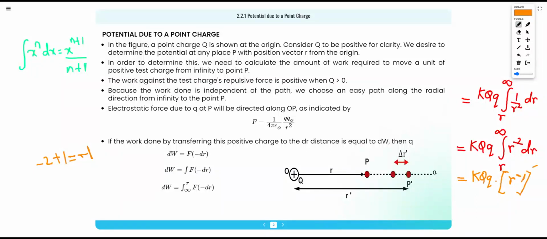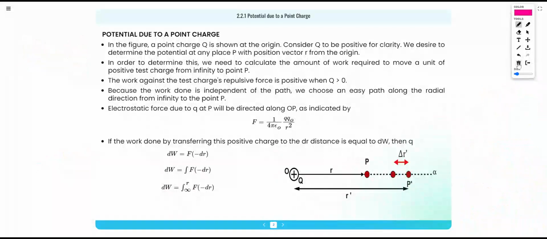Then I'll apply the limit. Upper limit will be infinity and our lower limit will be r. So this will be equal to K q Q, and r inverse is 1 upon r. First I will write 1 upon r minus 1 upon infinity. What is 1 upon infinity? Yes, it is 0. So our value of work done will be K q Q upon r.